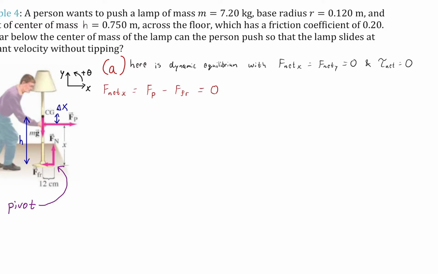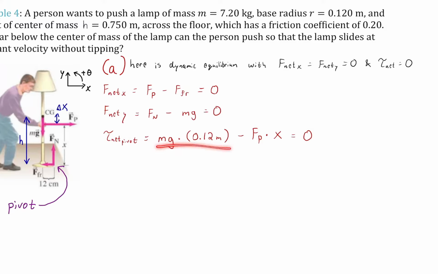Let's write out the forces. Net forces in x, net forces in y. In the x direction, it's just going to be the pushing force minus the friction force. In the y direction, it's the normal force minus gravity. And then our torques about our choice of pivot, let's think here. The gravitational force is definitely going to create a torque. It would want to rotate it in the counterclockwise direction. So the gravitational force creates a positive torque.